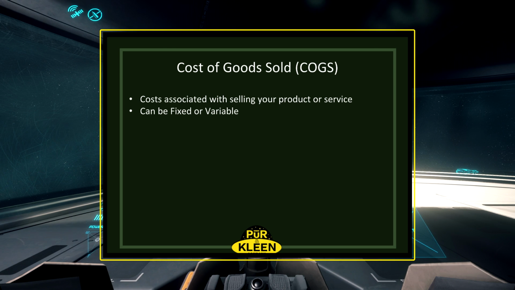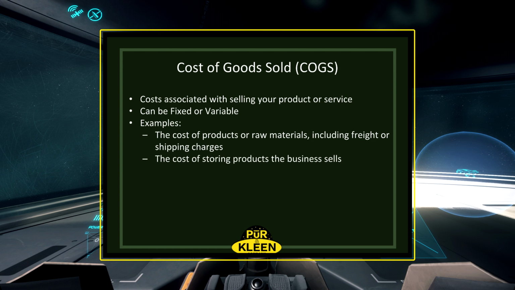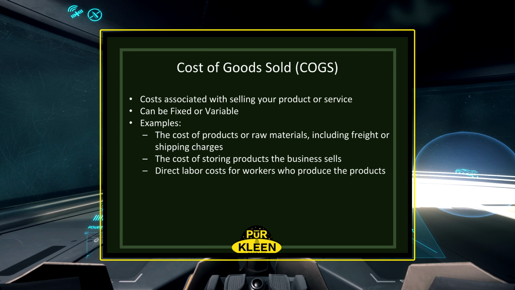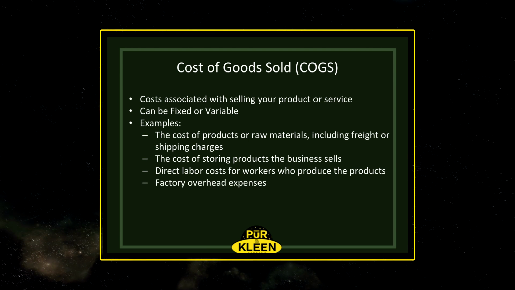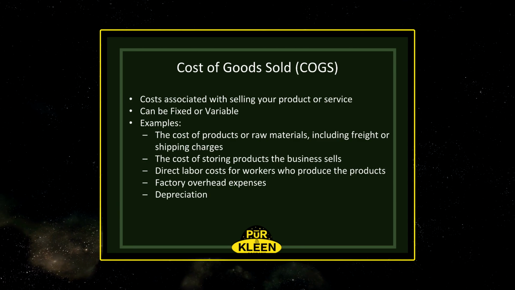They can be the cost of products or raw materials, including freight or shipping charges. They can be the cost of storing your products in your warehouse. They can be direct labor costs for your workers or NPCs who produce the products that you're selling. They can be factory overhead expenses, or you can even factor in depreciation costs.